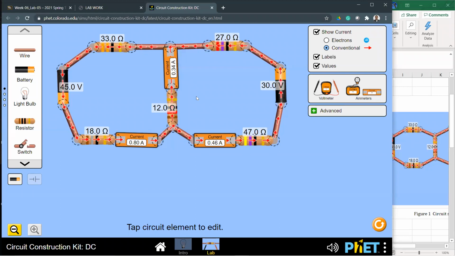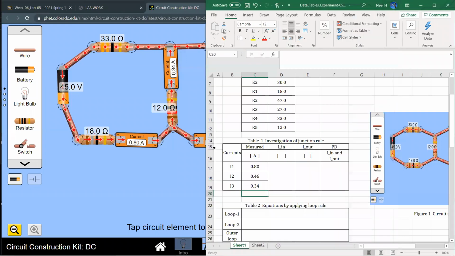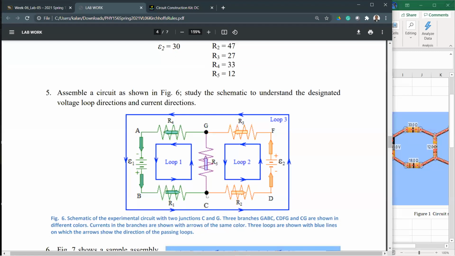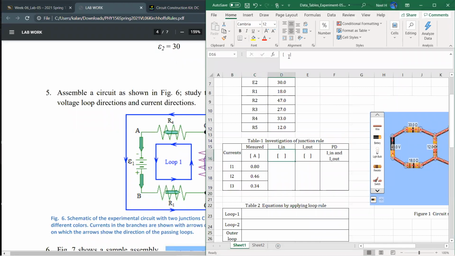Okay, then now to test it out, this is the junction C on your circuit right here, right? So whatever comes in, only the red arrow comes in. The purple arrow and the orange arrow go out, which means if I add the purple and orange arrows, that number should be equal to the red arrow, right? That's the coming in. So let's check it out.